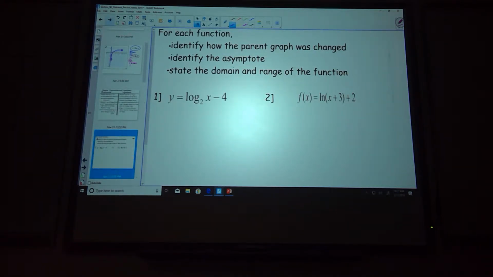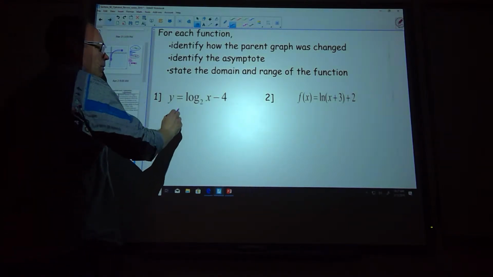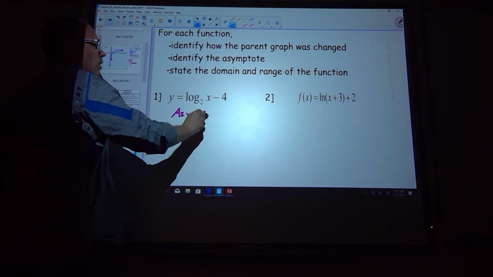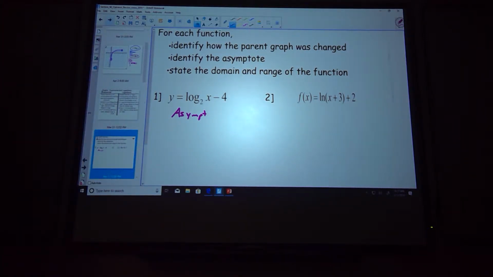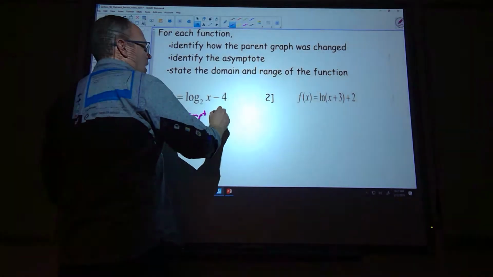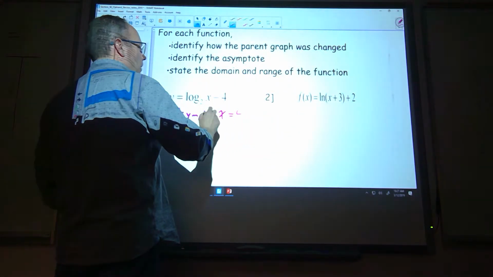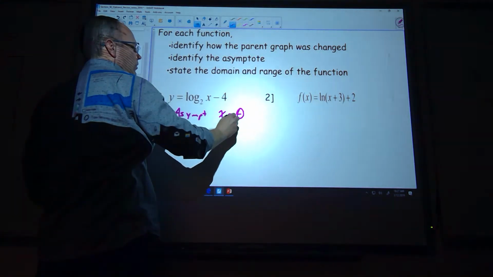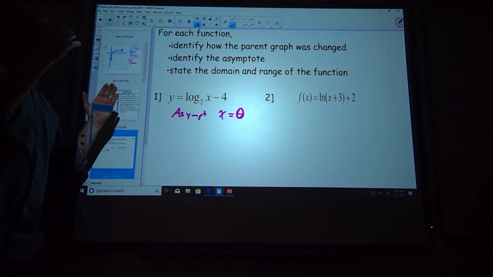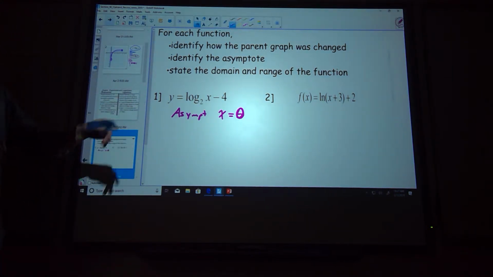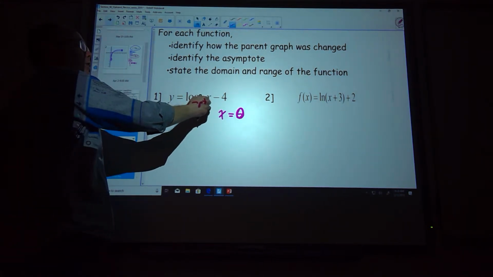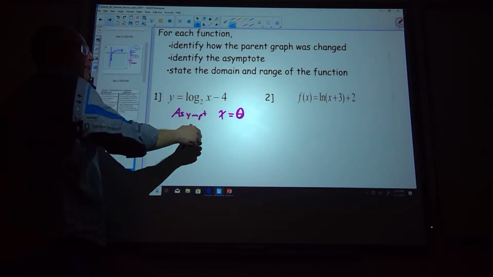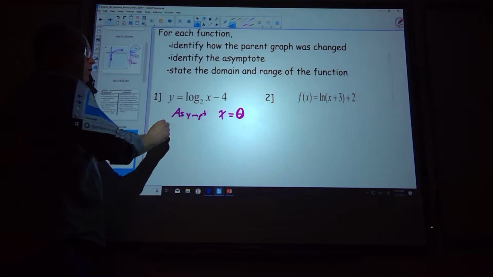All right, for each parent function, identify how the parent graph was changed, identify the asymptote, state the domain and range. So what would my asymptote be here? Vertical. Vertical, good. So x equals 0 on this one. Why is it 0? It's not grouped. The grouping is going to talk about the asymptote. So this could be x plus 0, x minus 0 grouped. Okay, that's my asymptote.